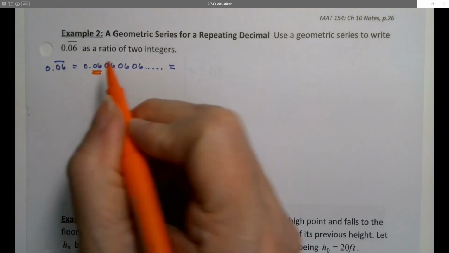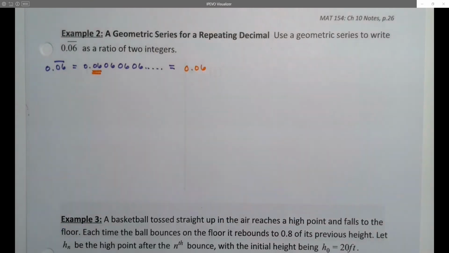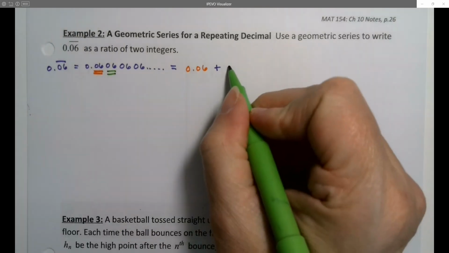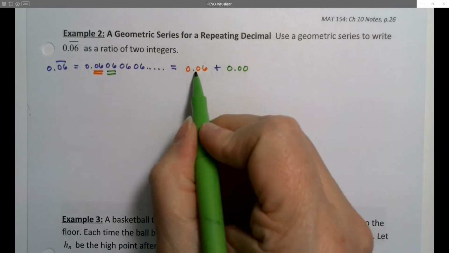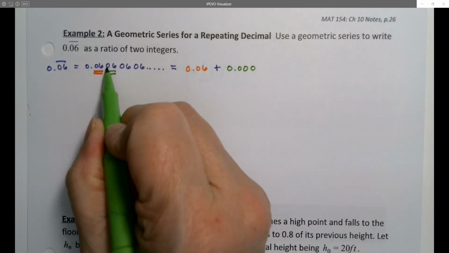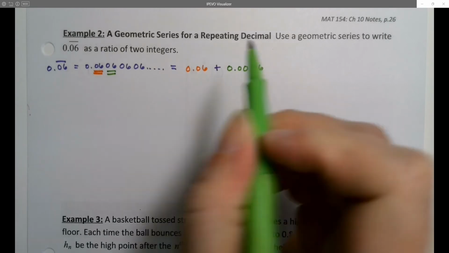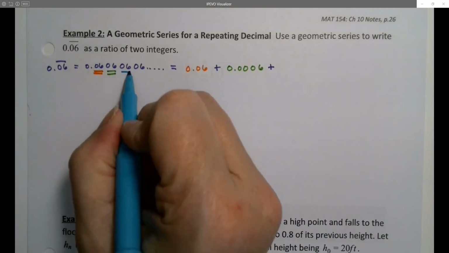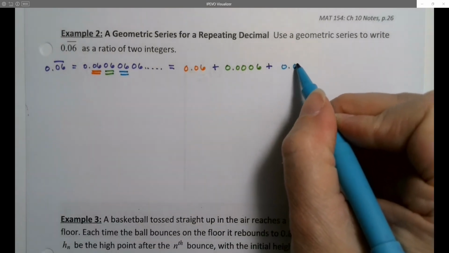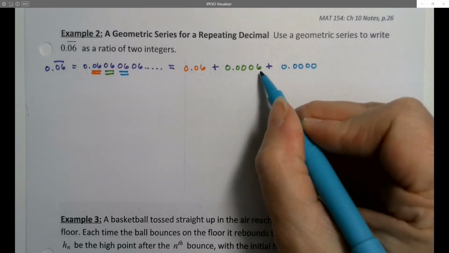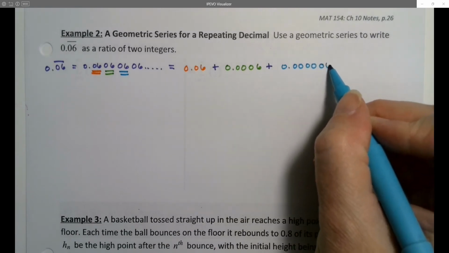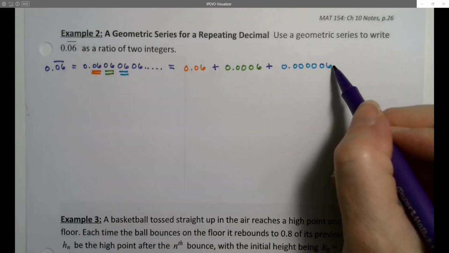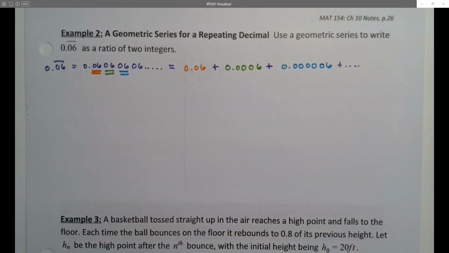So this one right here is 0.06 plus, and then the next set right here would be 0.0006, because the first two places are zeros. Zero is that zero right there, and then a 6, plus, and then I'll do this one in blue, 0, 0, 0, 0 for the first 4, and then another 0, and then a 6, and you get the idea. At least I hope you do. So I'm running out of paper space.